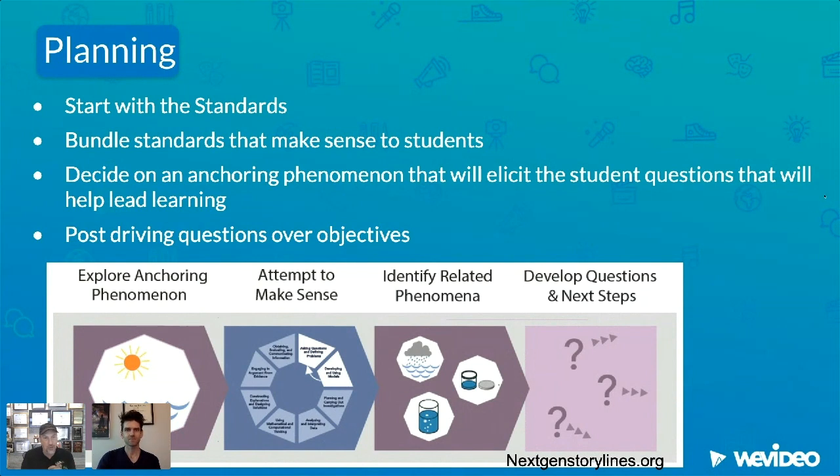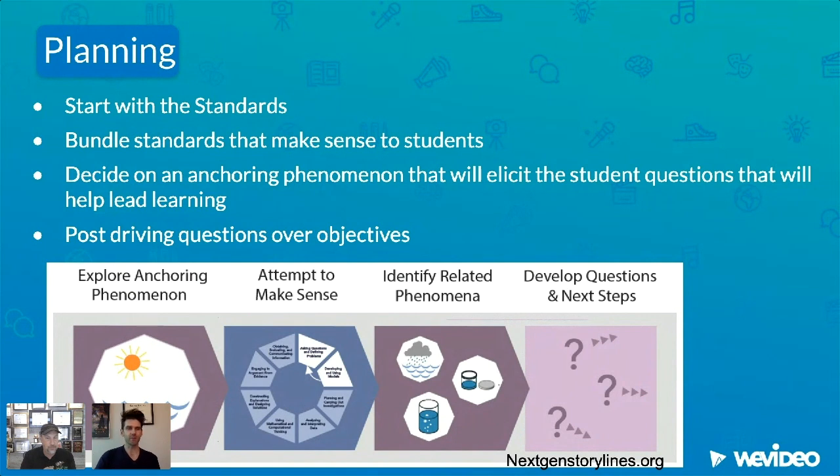And so we want to foster that in kids, and we want to make sure that we're focused on that. So, using a phenomenon, engaging students in sense-making around that phenomenon, identifying related phenomena that they could transfer their knowledge and apply their knowledge to, and then ask more questions, and where that will lead them to the next piece of the storyline.